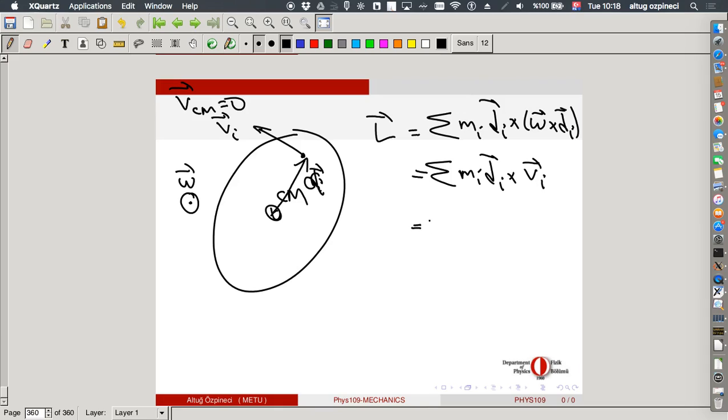So we can say that this is equal to Mi. So let's write what's the magnitude of that object. D cross V, what is its magnitude? It's Vi times Di. What's the angle between the two?